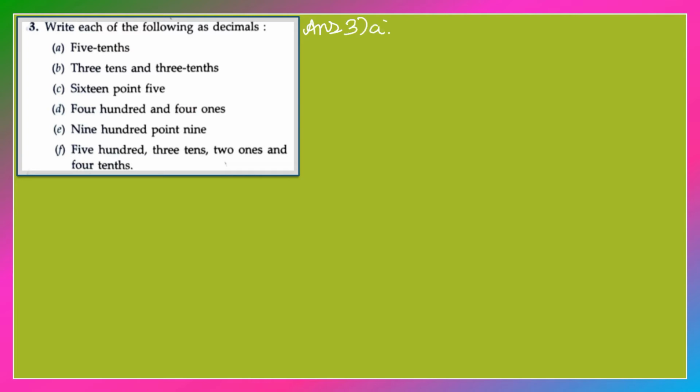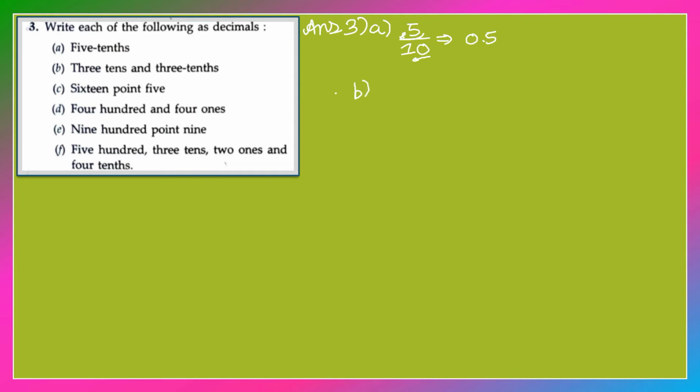B part. 5 tenths. That is 5 upon 10. Tenths means divided by 10. And if you see carefully, if you are dividing by 10, 100 or 1000 or any denominator which has a table of 10, that is 10, 100, 1000, 10,000, what you can do is you can just shift the decimal point to the left direction by the number of zeros. For example, in this case 10 has only one zero, so we are going to shift the decimal point only one time, so the answer will come as 0.5. This is the simple way to do it.